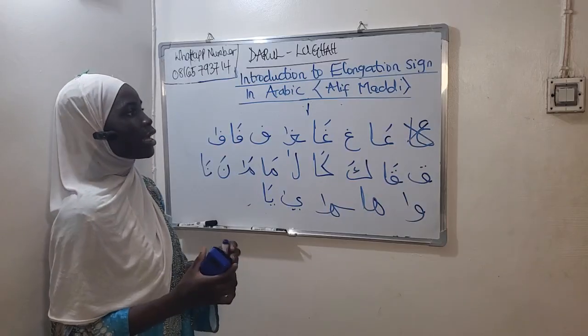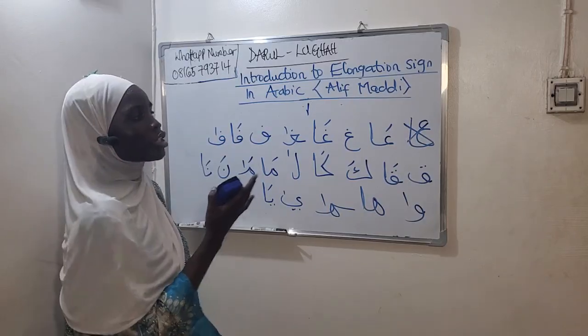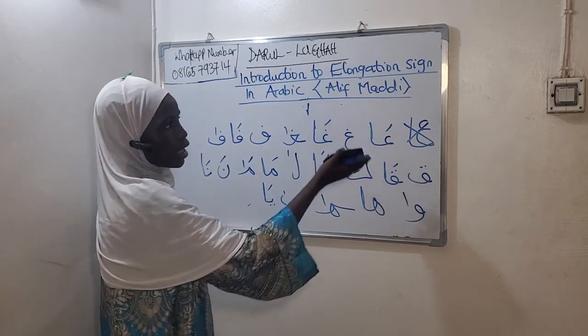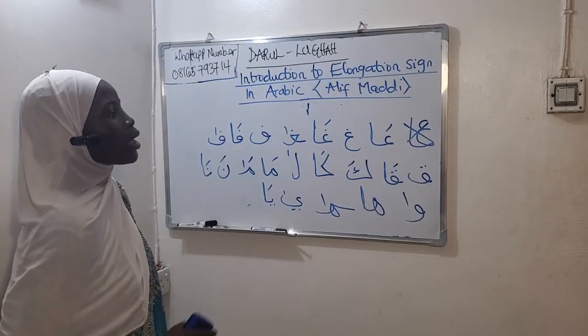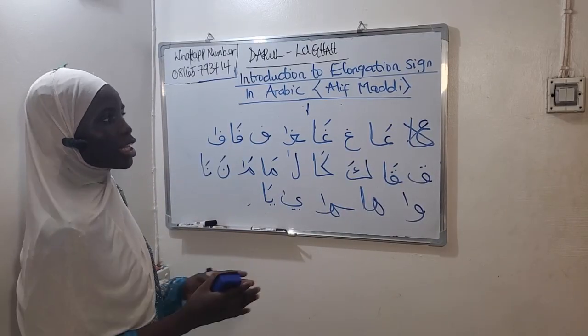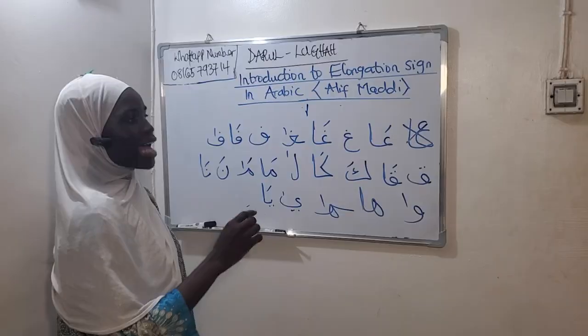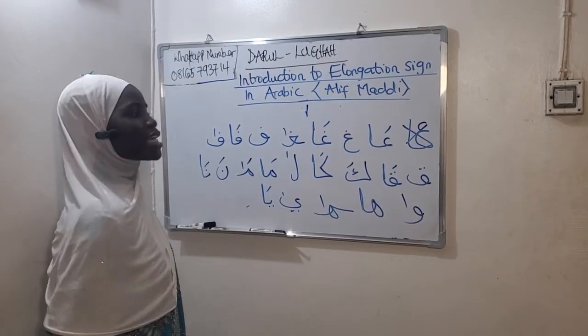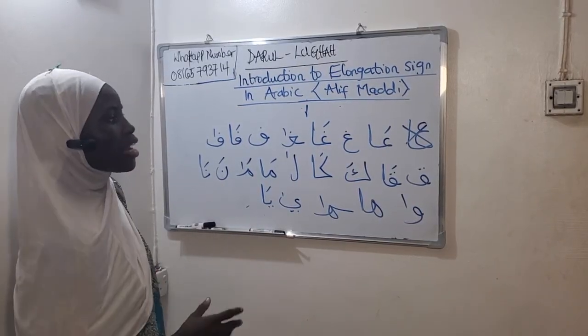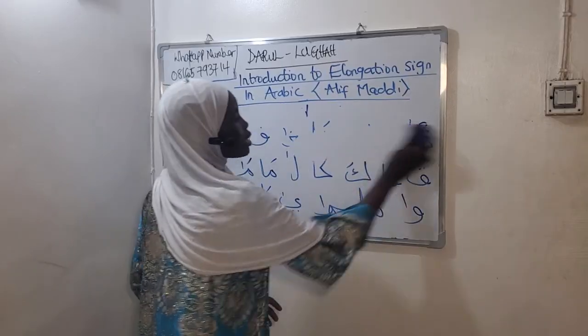Now in summary, we talked about the elongation sign, that is Alif Modi in particular, to be precise. Then we said Alif Modi attracts Fatia, and we only extend it in just 2 seconds. Alif Fatia Alif Modi, ba Fatia Alif Modi, ba. Now let's write it out in full.